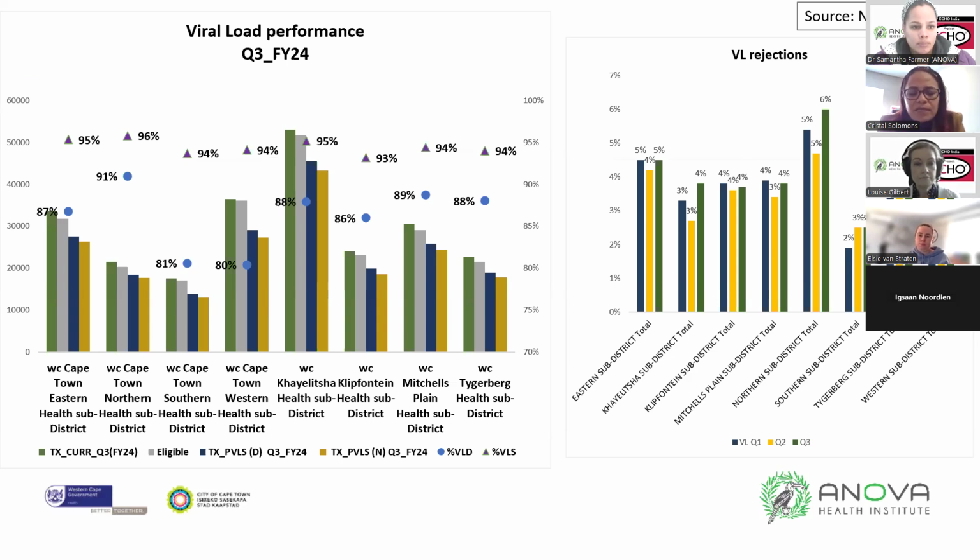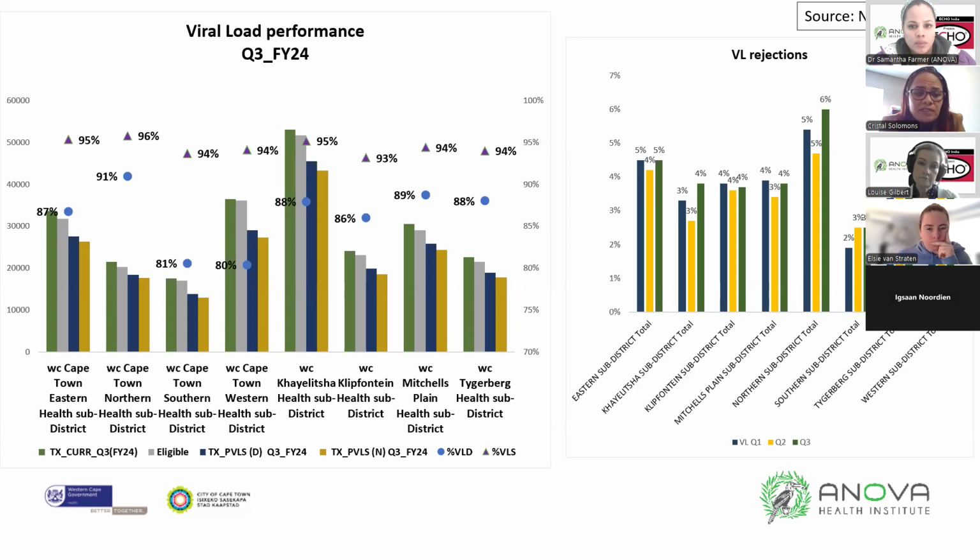So I always think it's good to start with a data slide to inform why we're doing this and why it's important. So on your left-hand side, we looked at what the viral load performance is, specifically for our Q3, so that is from April to June. And I think for a lot of you, you will see the sub-district breakdown. So you will see that our viral load coverage ranges between 80 and 89%. So that is only viral load coverage.